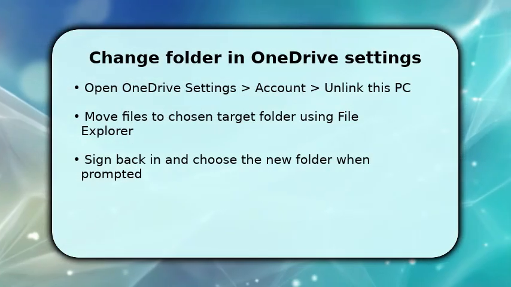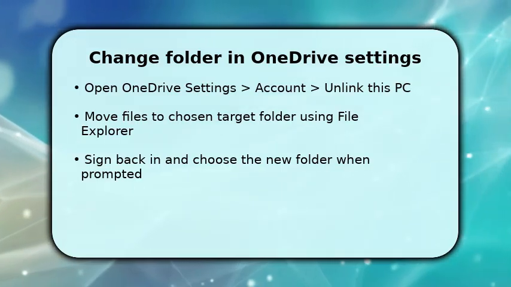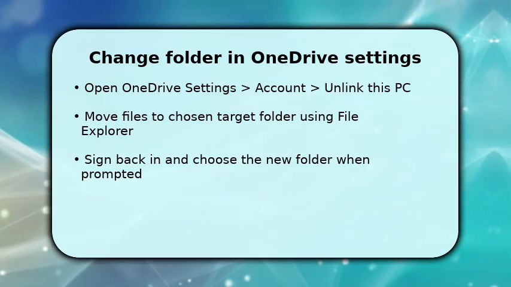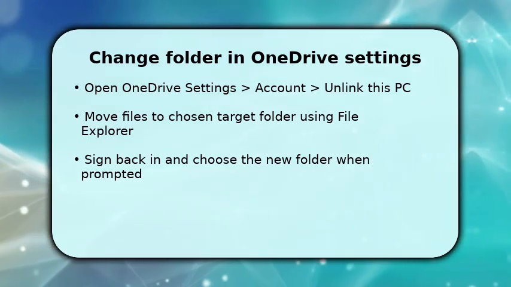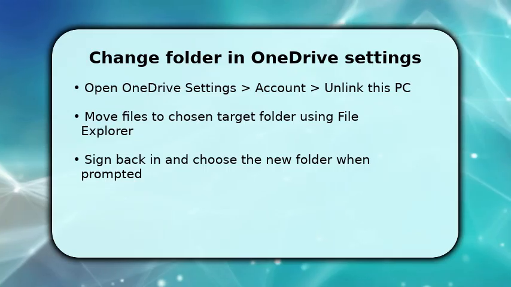You will unlink the PC from OneDrive first to break the current path. This doesn't delete cloud files. Once unlinked, move your OneDrive folder contents to the chosen target using File Explorer. Copy then verify before deleting the original.